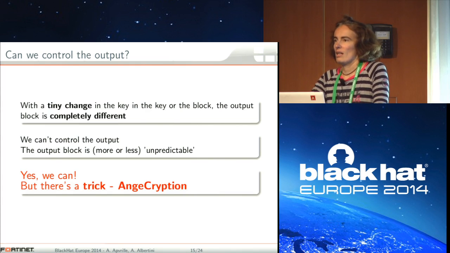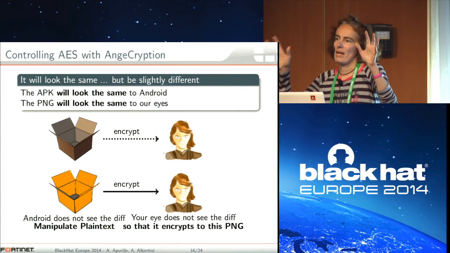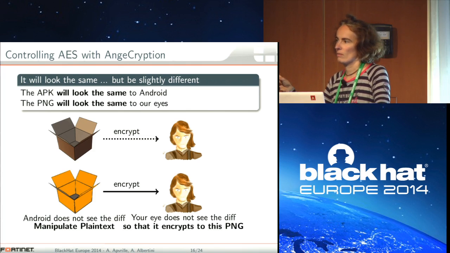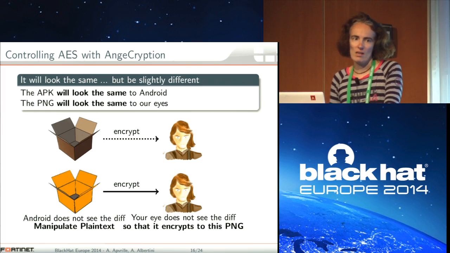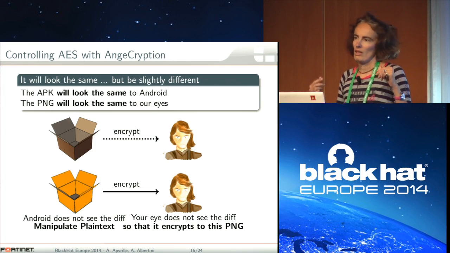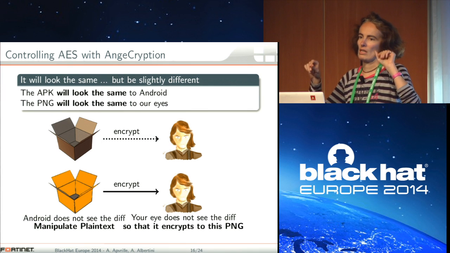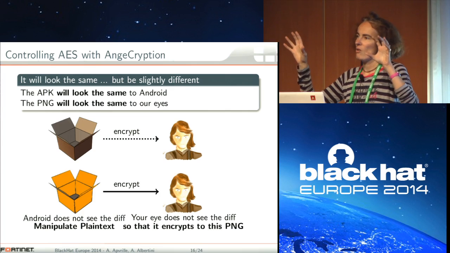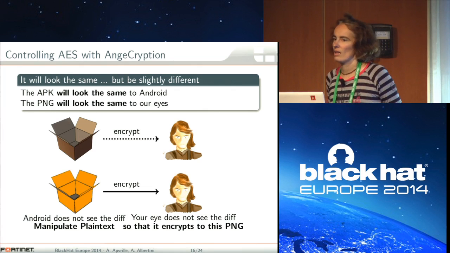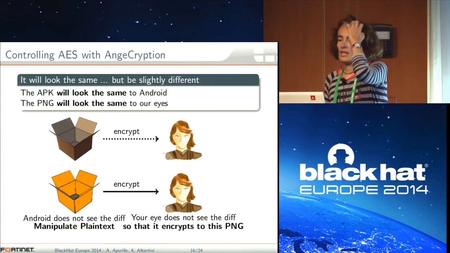The trick is that we are not exactly going to install the Darth Vader payload, exactly the one that we see, but something that will look the same to Android. And we are not going to display the image of Anakin Skywalker, but an image that will look the same to our eyes. So by manipulating those small minor differences on the plain text and on the ciphertext, we manage to get something that matches with the key that we select. That's the way to do it. We use 4 tricks again.